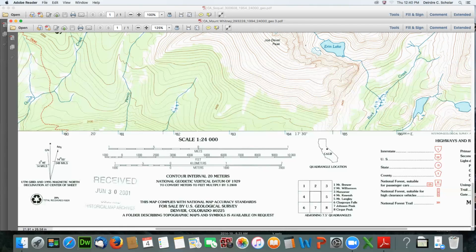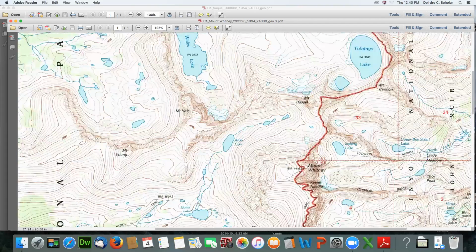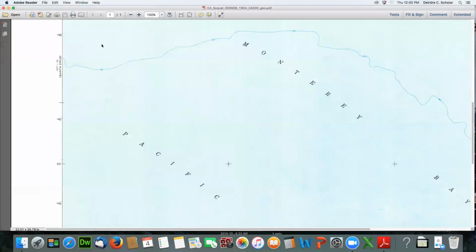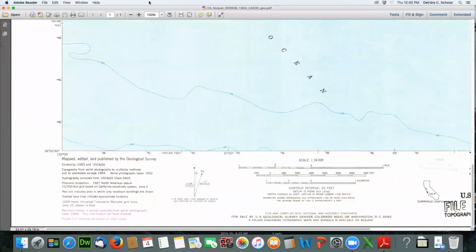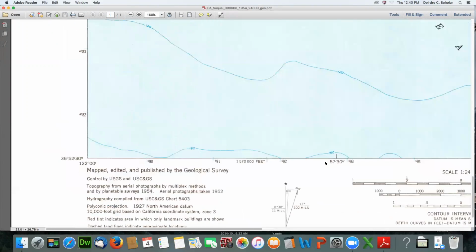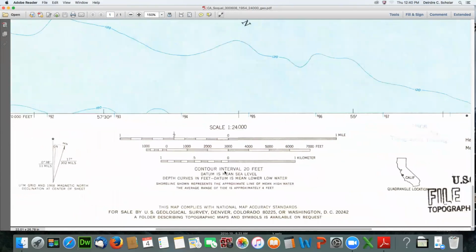So, we're looking at the Mount Whitney quadrangle here, and at the very bottom of the map, it says contour interval 20 meters. Now notice that this map is in units of meters, it's in metric. But when we look at the SoCal map, and we look at the bottom of the page, I'm going to zoom in so we can look for the contour interval. It says the contour interval is 20 feet. So notice that the units are different on each of the maps.